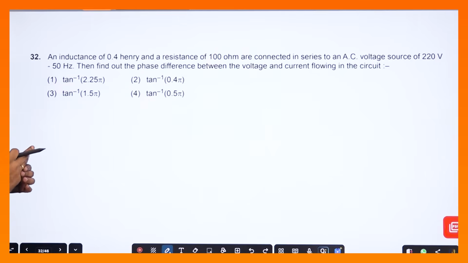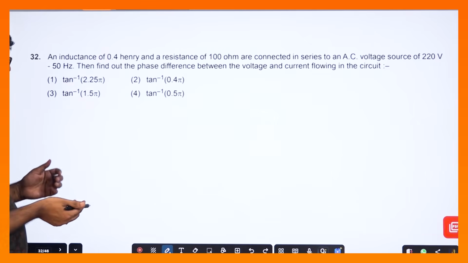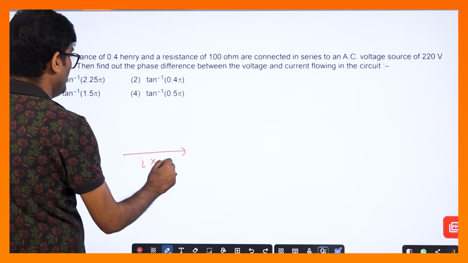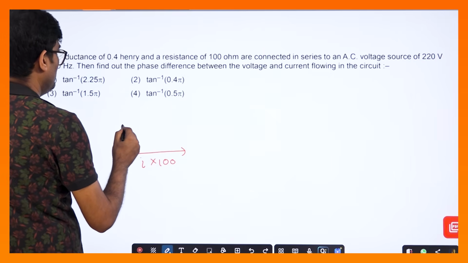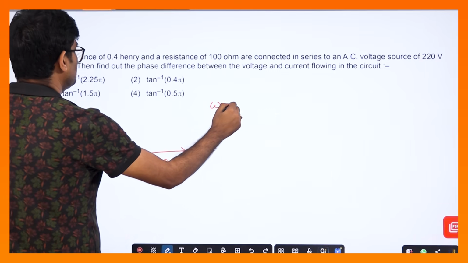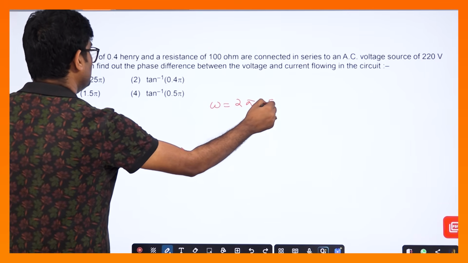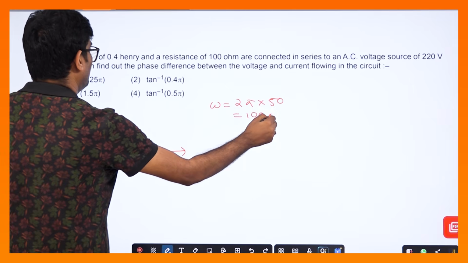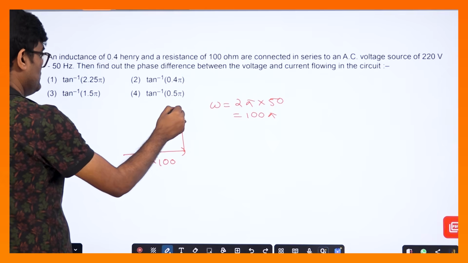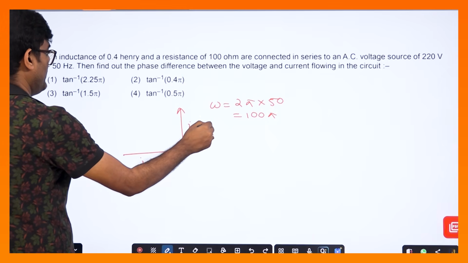An inductance of 0.4 henry and resistance 100 ohm are connected in series to an AC voltage source of 220 volt, 50 hertz. Then find out the phase difference between the voltage and current. So this is current I into R, resistance is equal to 100 ohm, and inductance 0.4. So L omega, you have to find omega, right? Omega is equal to 2 pi into frequency, 50, which means 100 pi. Omega into L is 100 pi into 0.4, that means 40 pi is the L omega. So I into L omega means I into 40 pi, right?